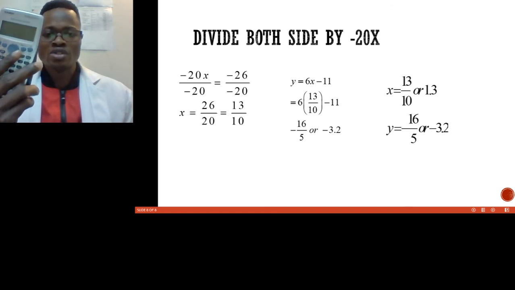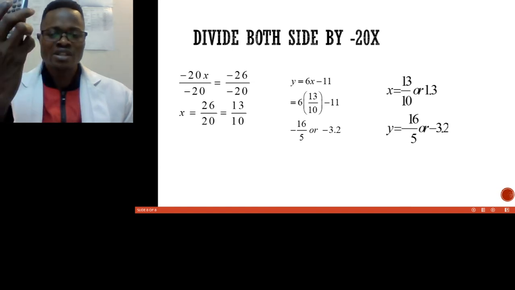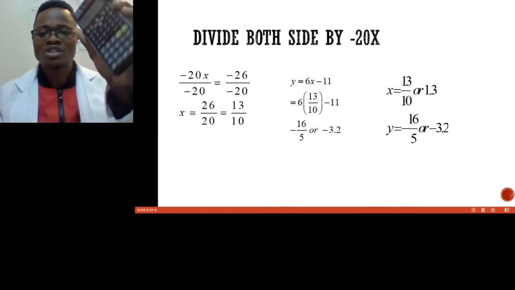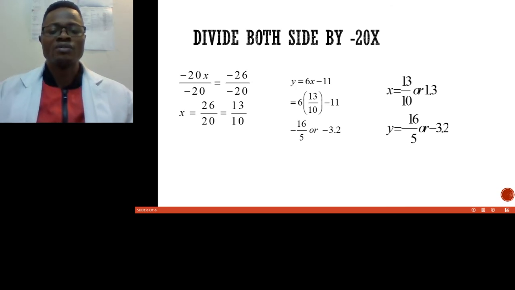And if you are using the Casio FX570ES Plus, you do the same thing. Whichever type of calculator you are using, so far as it is a scientific calculator. Actually, this is the first edition and this is the second edition, but you need to use a good calculator so that you are able to confirm your answer. And this is the way to solve a system of linear equations by substitution method.